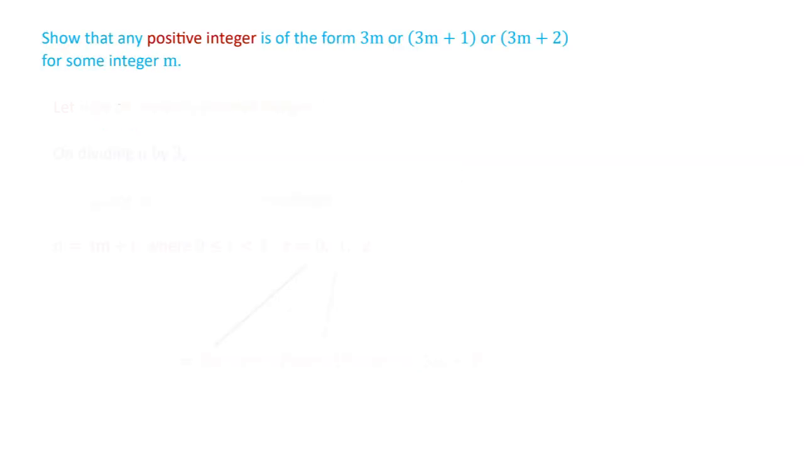Next is: show that any positive integer is of the form 3m, 3m plus 1, or 3m plus 2, that is, it is one of these three forms for some integer m. Again, suppose n is any arbitrary positive integer. Now we require the answer in terms of 3m, 3m plus 1 and 3m plus 2. It means we are interested in the divisibility in terms of 3.